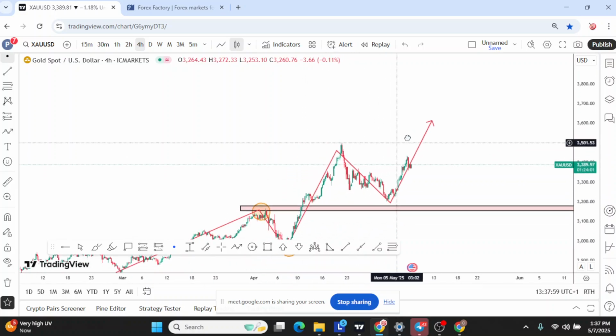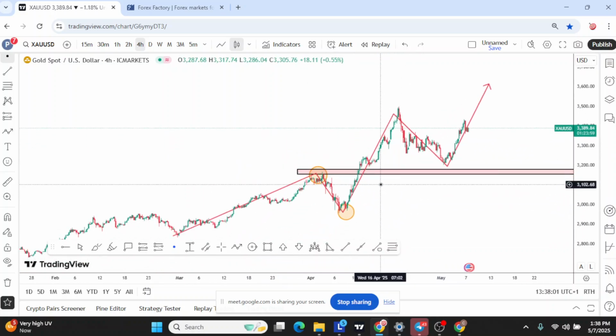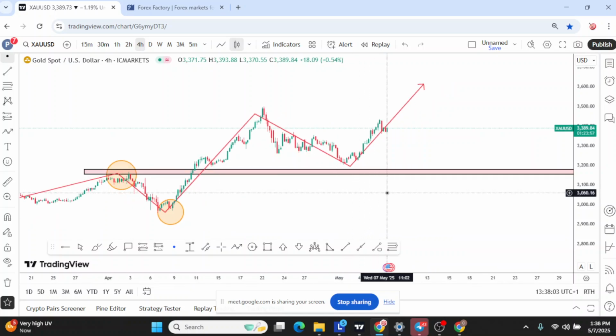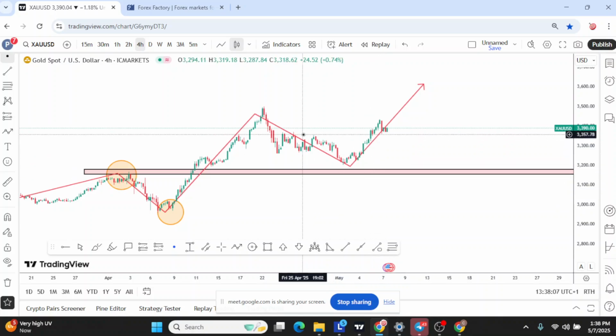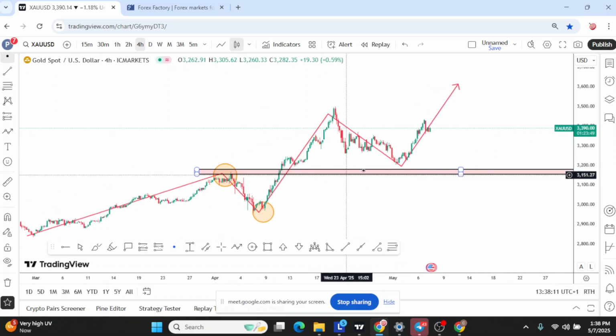Is it a must for the market to come back to the previous higher high? It is a must. It is a must. You have to wait for it to retrace.